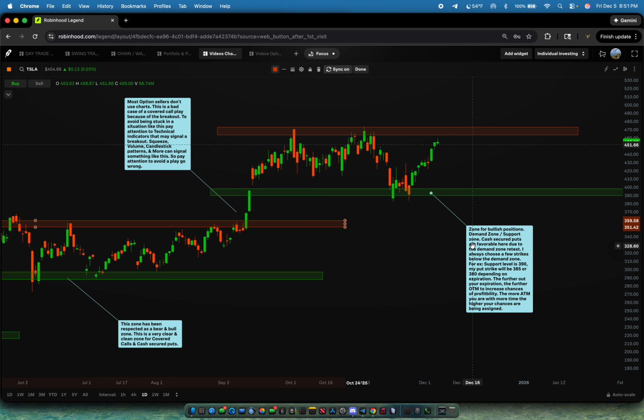Let's go over here, for example, on this zone for bullish positions. Demand zone, support zone. Cash grid puts are favorable here due to the demand zone retest, the green zone. I always choose a few strikes below the demand zone level. For example, support level is 390. My put strike will be 385 or 380 depending on the expiration.